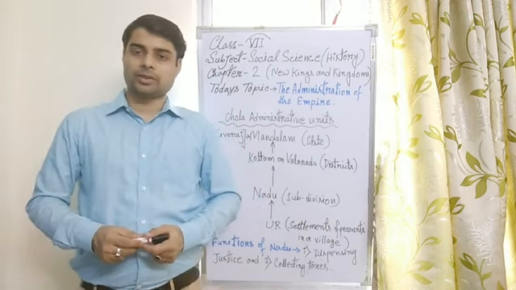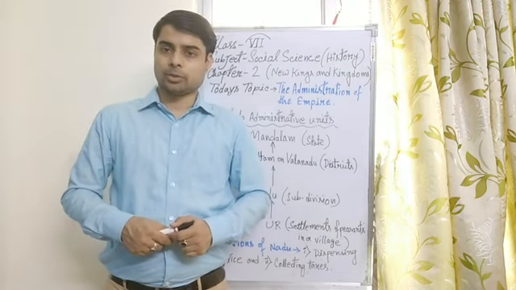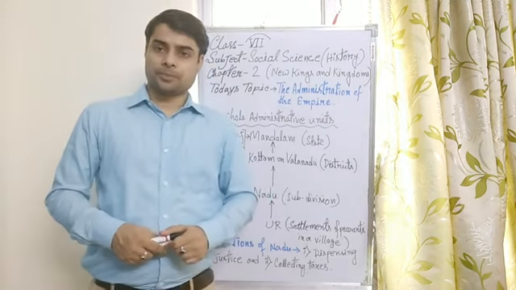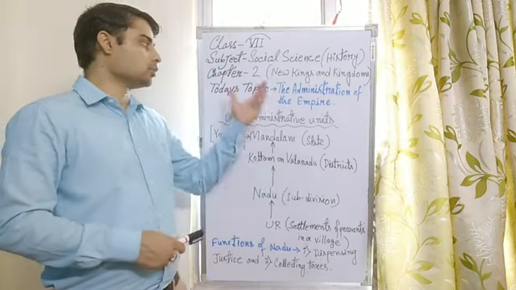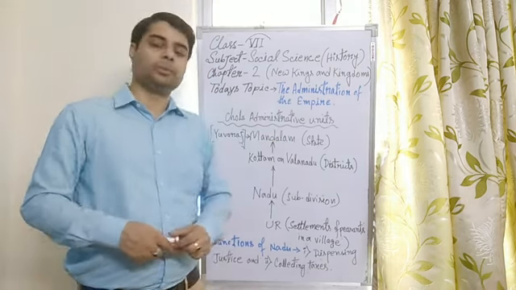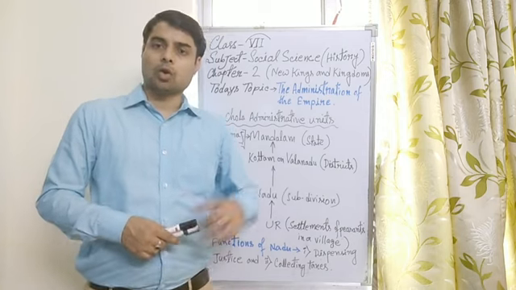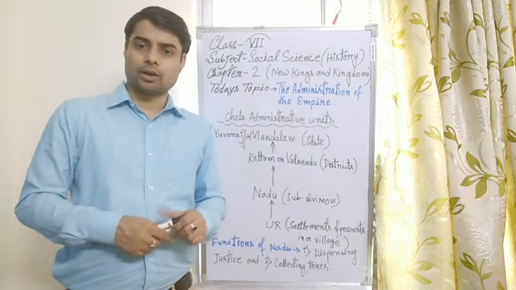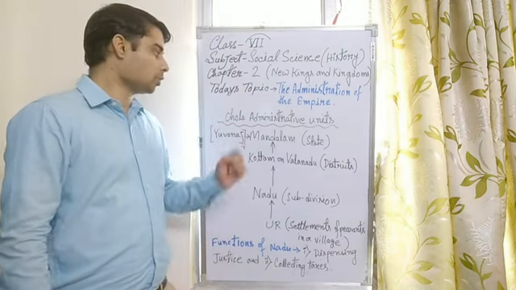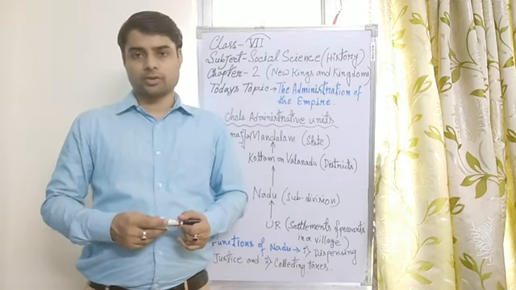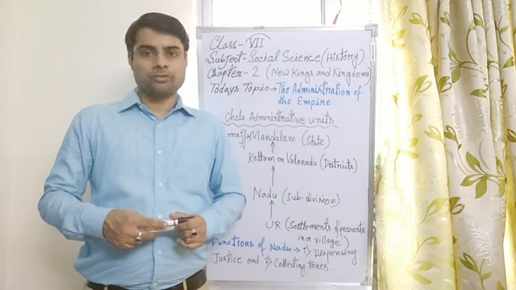Today I am going to discuss another subunit from your second chapter, New Kings and Kingdoms. Today's subunit is Administration of the Empire. In the previous class you learned about the irrigation and agriculture of the South Indian kings and the Chola kings. Now today we will learn about the Chola administrative units and their functions and how they were formed.